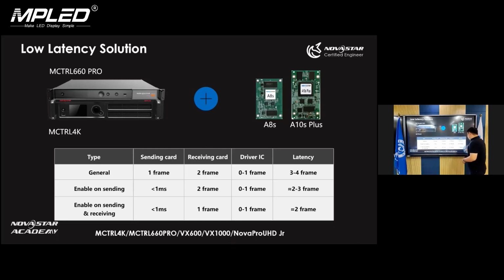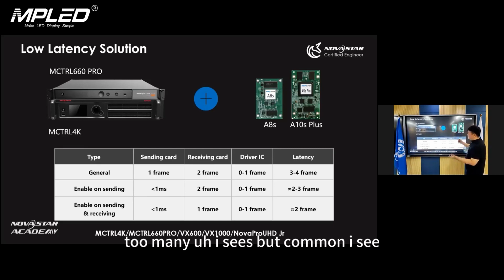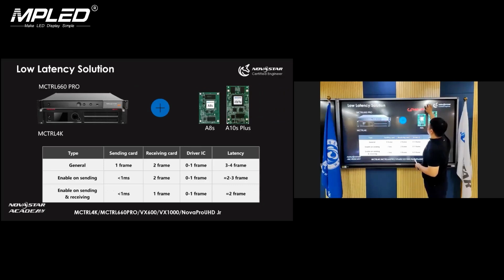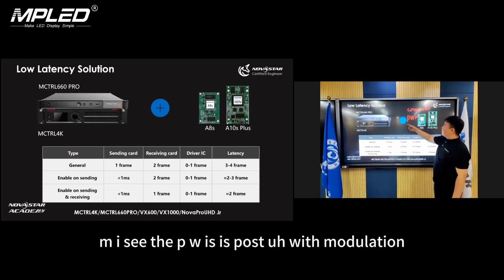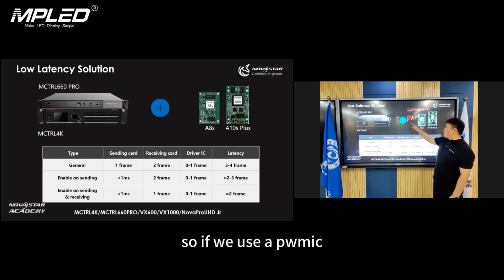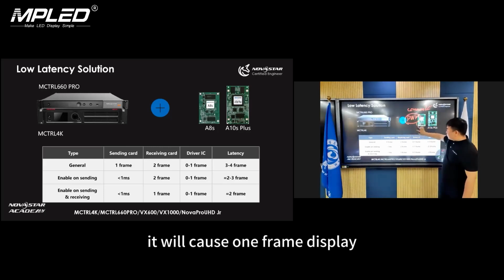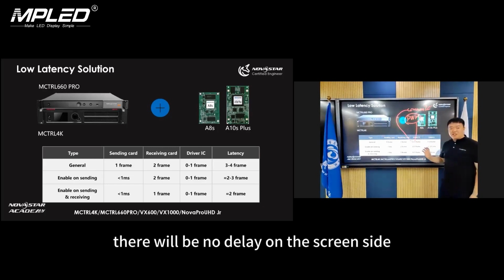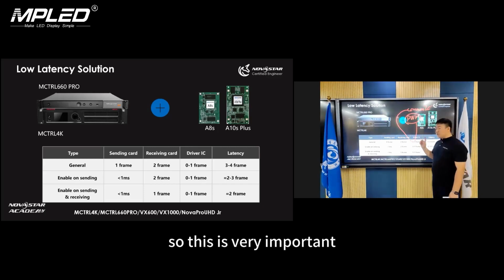Because in this market, we may have many ICs, such as the common IC and the PWM IC. PWM is pulse width modulation. If we use the PWM IC, it will cause 1 frame delay. If we use a common IC, there will be no delay on the screen side. So this is very important.